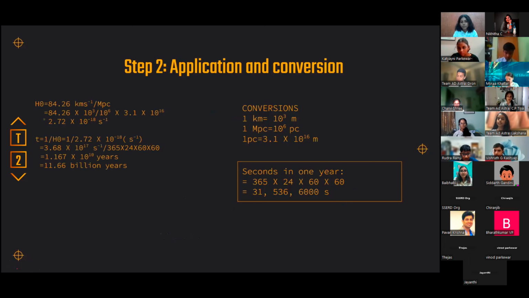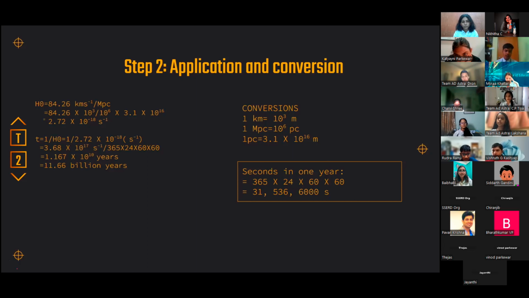To convert the megaparsecs into meters, we will first have to convert the megaparsecs into parsecs and the parsecs into meters. We use the value 10 to the power 6 to convert the megaparsecs to parsecs, and we will multiply that by 3.1 into 10 to the power 16 to convert it to meters. The value that we get finally is 2.72 into 10 to the power minus 18 second inverse.